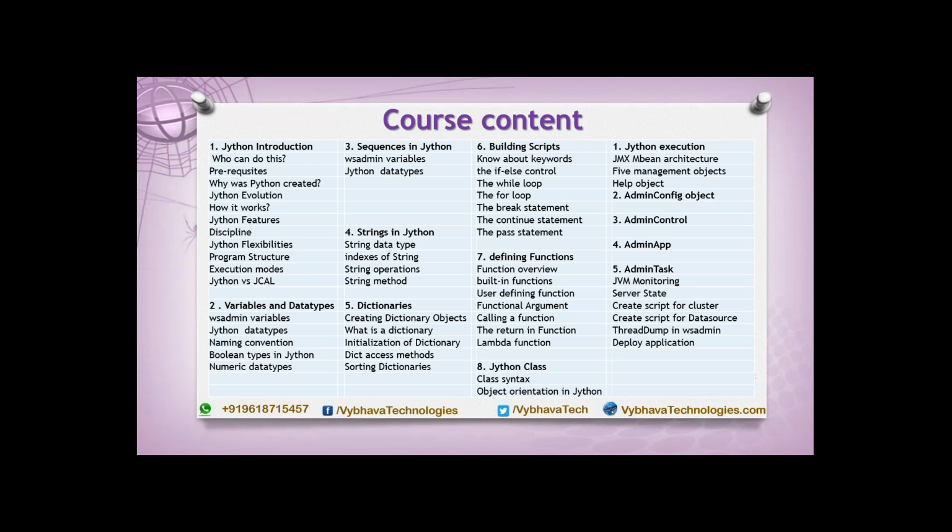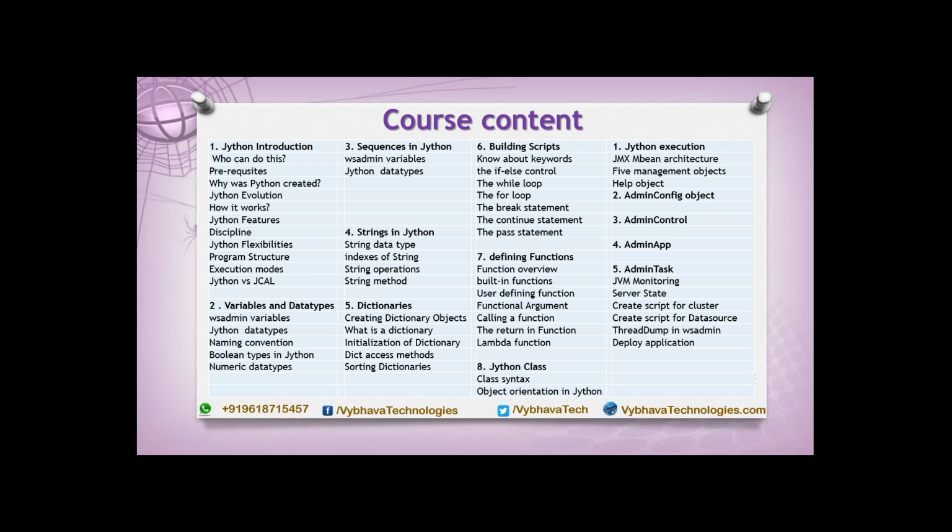After getting these normal primitive basic data types, then we'll move towards sequences in Jython. So sequences are very important. We have three different types of sequences: list, tuple, and string. So these three, if you understood, then you can maximize your scripting capability. Very easy.